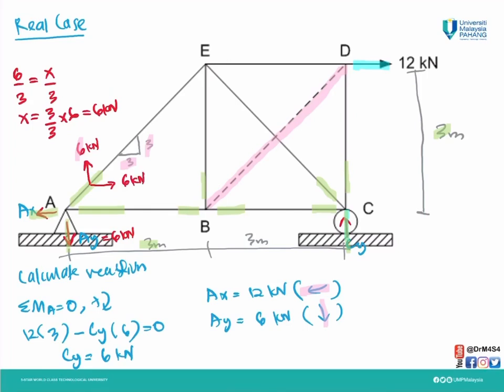With the same member, we have to find the force at the other end, on the joint E side. Since this is going up with 6 kilonewton, that means on the other side it is going down with 6 kilonewton. Similarly, this one is to the right with 6 kilonewton, and to the left with 6 kilonewton. Now look at member AE.